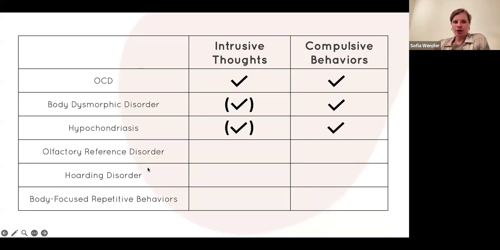When you look at hypochondriasis, you also have recurring thoughts about an illness that are unwanted and cause distress, and you have compulsive behaviors in terms of the checking and reassurance seeking. And the same goes for this mysterious olfactory reference disorder. So basically, body dysmorphic disorder, hypochondriasis, and olfactory reference disorder are very, very similar to OCD.